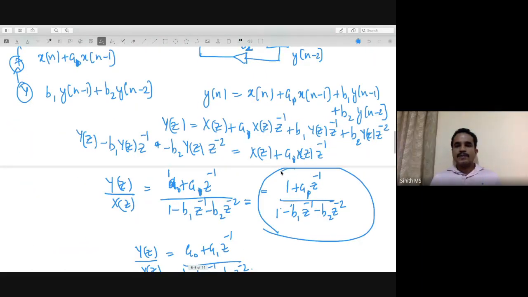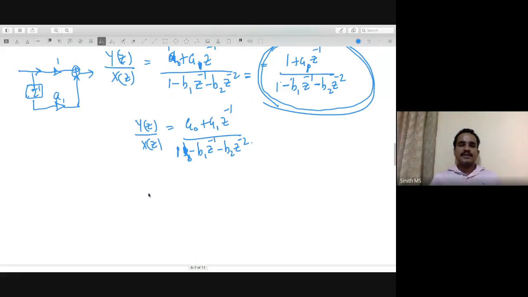So suppose you need to implement a filter like this: 1 plus a1 z inverse by 1 minus b1 z inverse minus b2 z raised to minus 2. What you have to do is first draw the numerator part. To implement the numerator part, you put 1 and you put a delay. There's only one delay, and that is multiplied by a1. You add it together. And in this part, 1 minus b1 z inverse minus b2 z raised to minus 2, these are all negative. In this equation, you can see that yn minus 1, yn minus 2 go to the other side, so we have a negation in the coefficients. So this minus b1 and minus b2 will become plus b1 and plus b2.